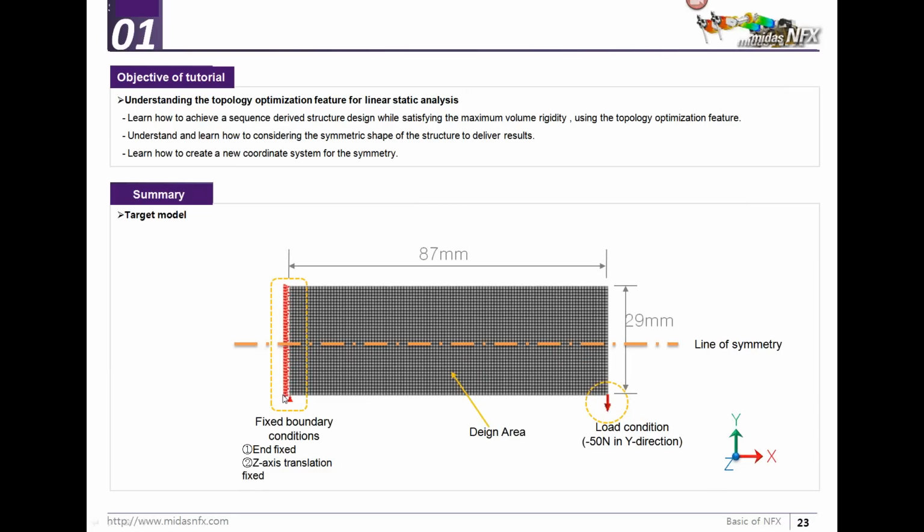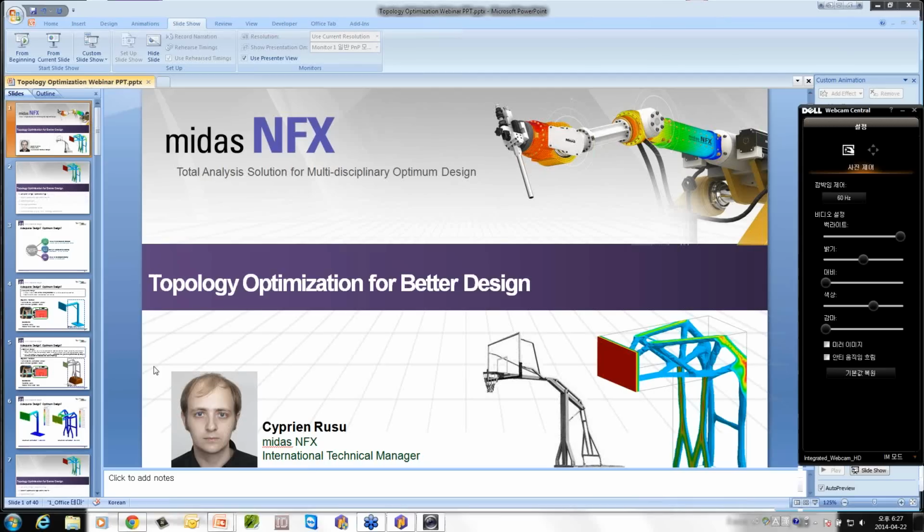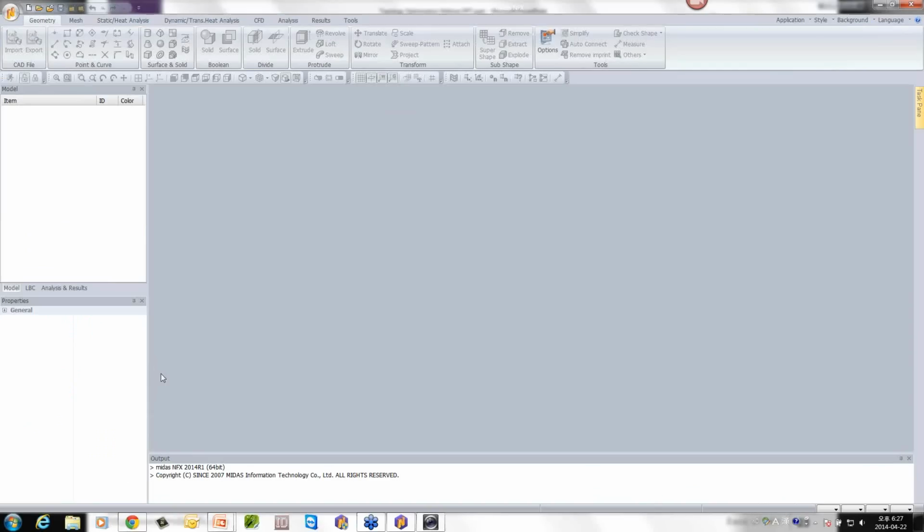I will fix the model here with boundary condition. I will fix the y direction here and put a load of minus 50 Newton in the y direction, and then afterwards I'll put also symmetry here. Okay, let's go into midas NFX and check how we can get such a result.